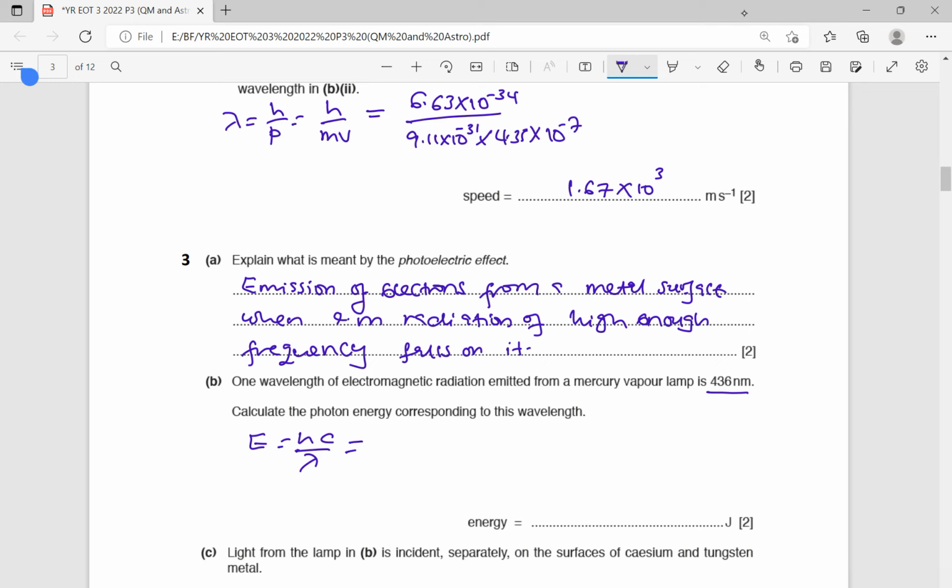So we simply substitute. We shall have 6.63 times 10 power negative 34 for Planck's constant, times 3 times 10 power 8 for the speed of light, divided by 436 times 10 power negative 9 to change it from nanometers to meters. And when you press your calculator, you most likely get 4.56 times 10 power negative 19 joules. So that will be the energy.